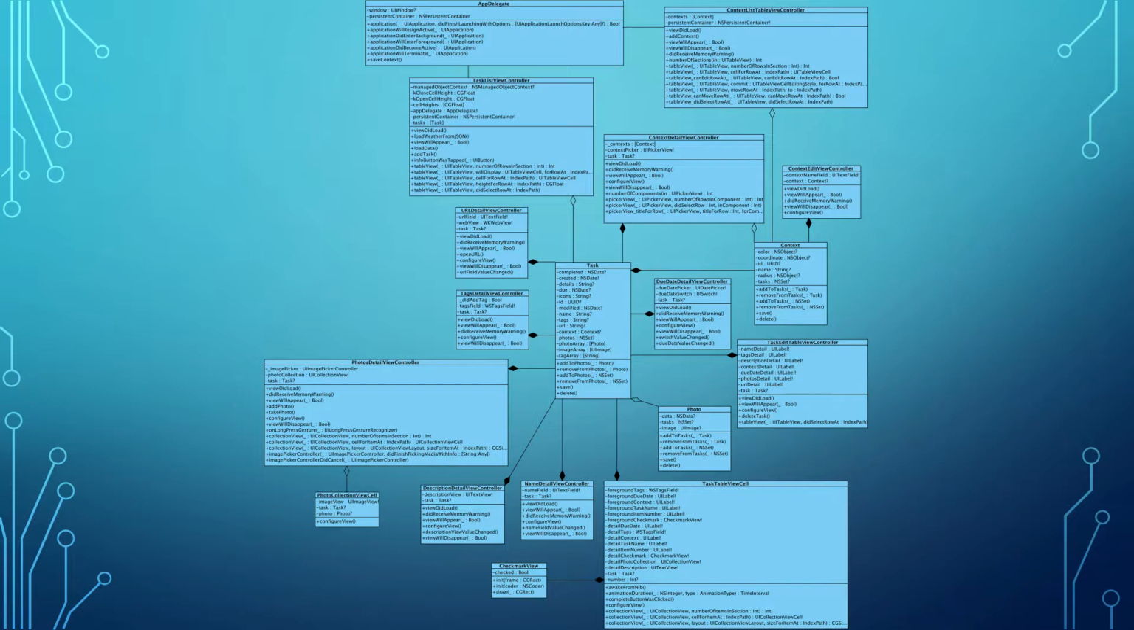Another interesting class is the photos detail view controller. It includes a reference to the task being edited, as well as a collection view to allow the user to view and/or delete the photos attached to the task. This class also uses a UI image picker controller to allow the user to attach a new photo or an existing photo from the photo library. This uses the add photo and take photo methods to display the UI image picker controller.